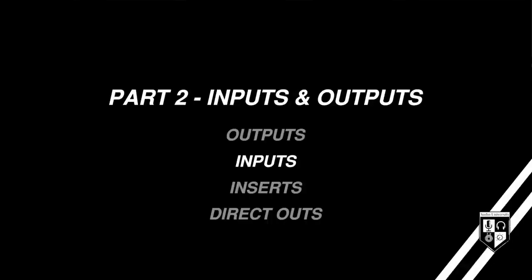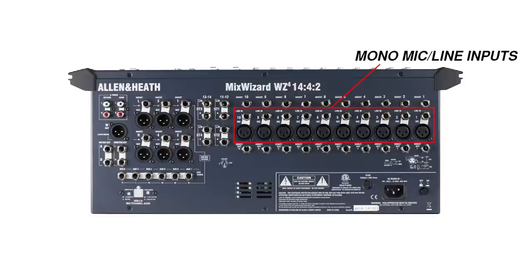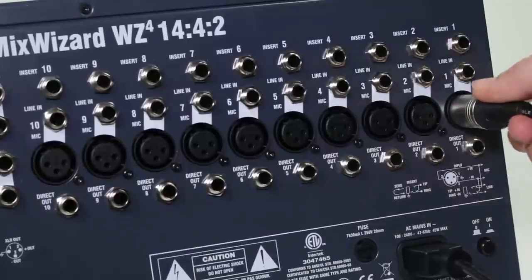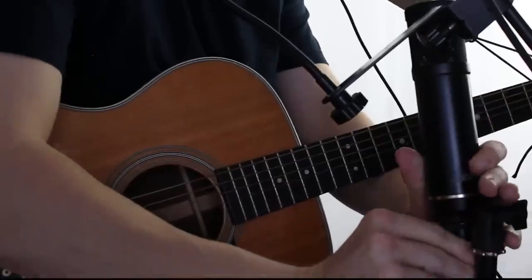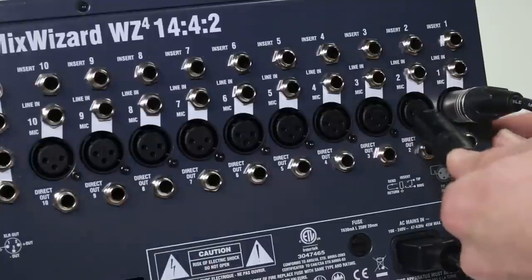Now that we've set up the destinations, let's plug in some audio sources so that we have audio signals to send to those destinations. This mixer has 10 channels that accept line level or microphone level signals. I'll plug in a dynamic microphone for vocals into channel 1 with an XLR cable, and a condenser microphone for guitar into channel 2 with an XLR cable.